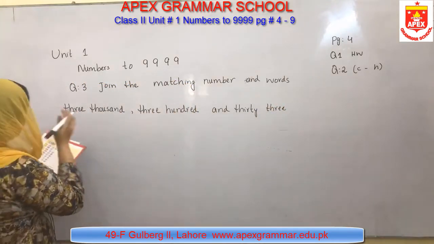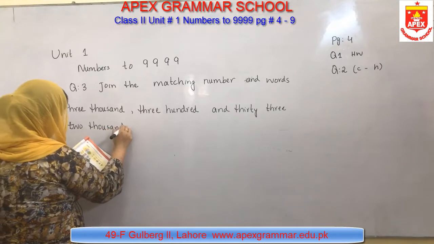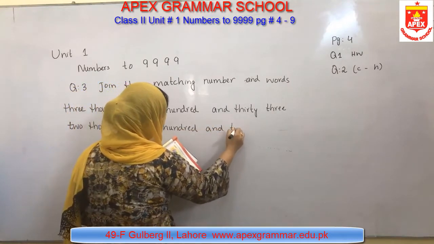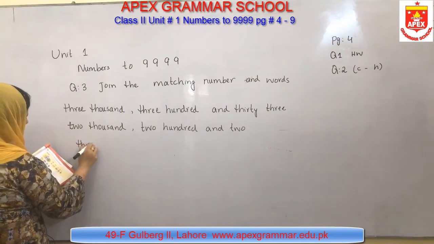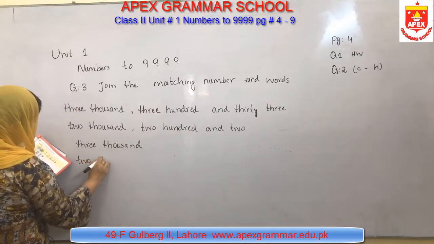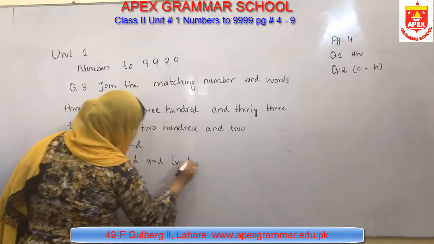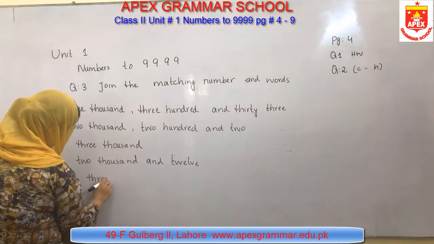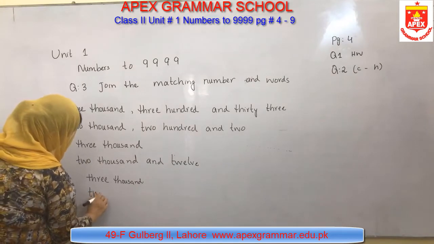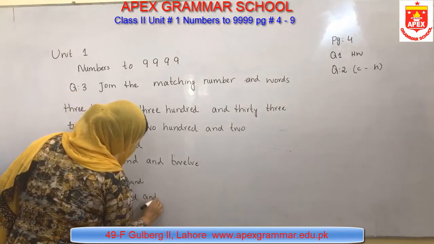$300 and $33. Now next number is 2000, $200 and $2. Next number is 3000. Next number is 2012. Next number is 3000. And the next number is 2000. And 20.